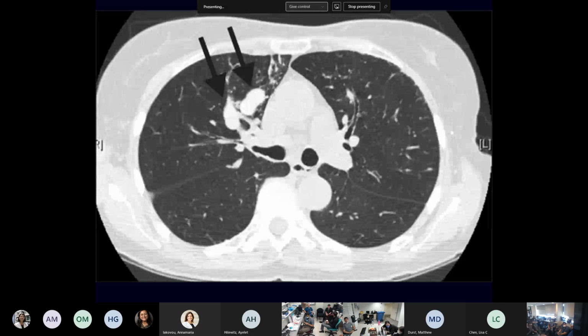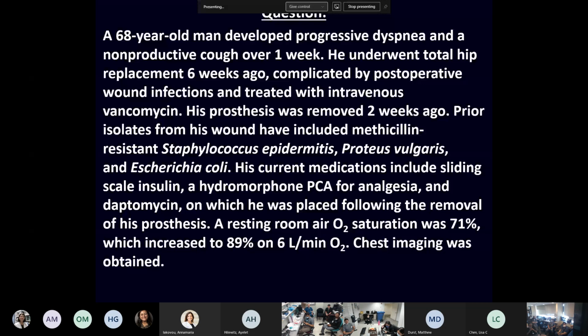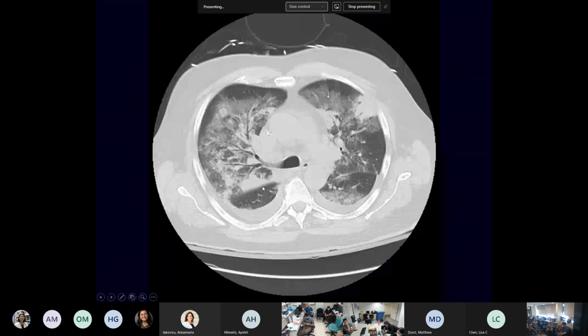All right, last question. A 68-year-old man developed progressive dyspnea and an unproductive cough over 1 week. He underwent total hip replacement 6 weeks ago, complicated by post-op wound infections and treated with IV vancomycin. His prosthesis was removed 2 weeks ago. Prior isolates from his wound have included MRSA, MRSE, Proteus vulgaris, and E. coli. Current medications include insulin, hydromorphone PCA for analgesia, and daptomycin, on which he was placed following removal of his prosthetic. Resting room air SaO2 was 71%, increased to 89% on 6 liters. Chest imaging was obtained, and this is the CT scan finding in this patient.